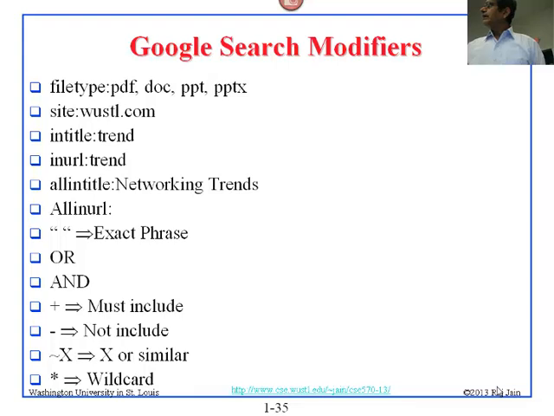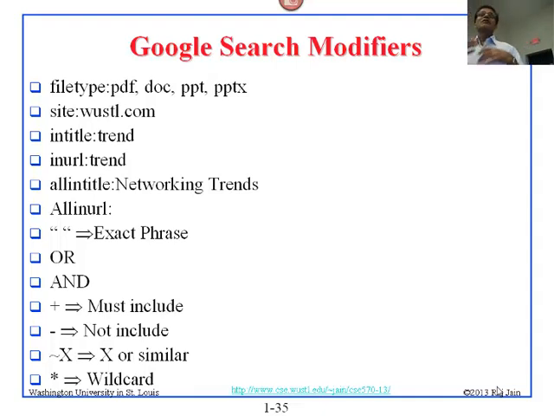Alright? Must include plus. If you put a plus file type, that is a must. If you put a minus, should not include. So I want to get everything on cloud computing, but not from WUSTL. Alright, so you put a minus site WUSTL. Okay, I want everything in cloud, but not the computing. So cloud minus computing. Alright, minus.